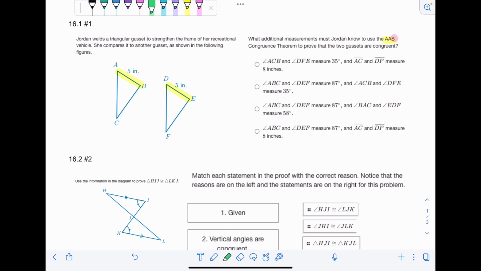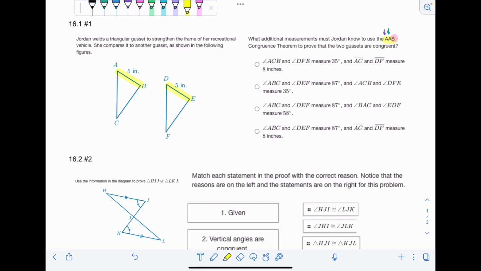Now we need the two angle parts, the A, and they have to be angles that don't have the side in between them, because we're using AAS, so the side should not be included between the two angles. So if we look at the answer options, that eliminates two of our possible answers, because we definitely need to find two more angles.